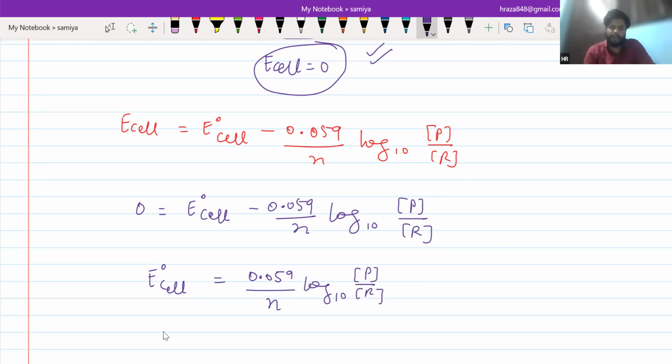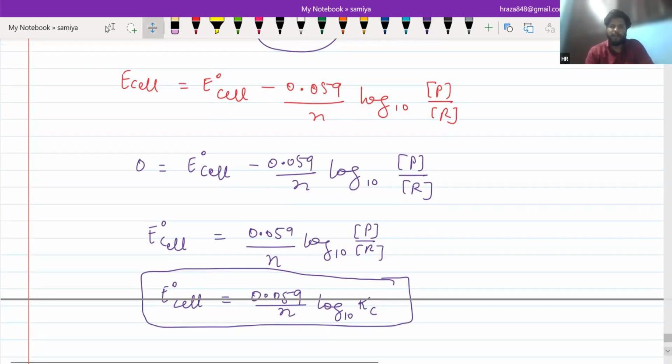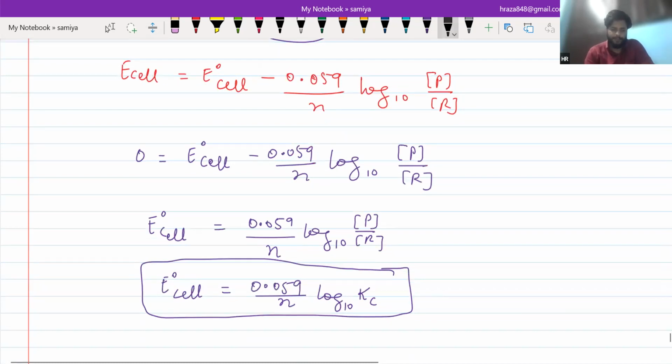Now this product upon reactant we can write as Kc. Kc is basically the equilibrium constant, if you remember from the previous class, chemical equilibrium. So log to the base 10 Kc. This is a relation for the equilibrium constant. And we can also write log Kc to the base 10 will be equal to E naught cell into nF, we can write according to our requirement.